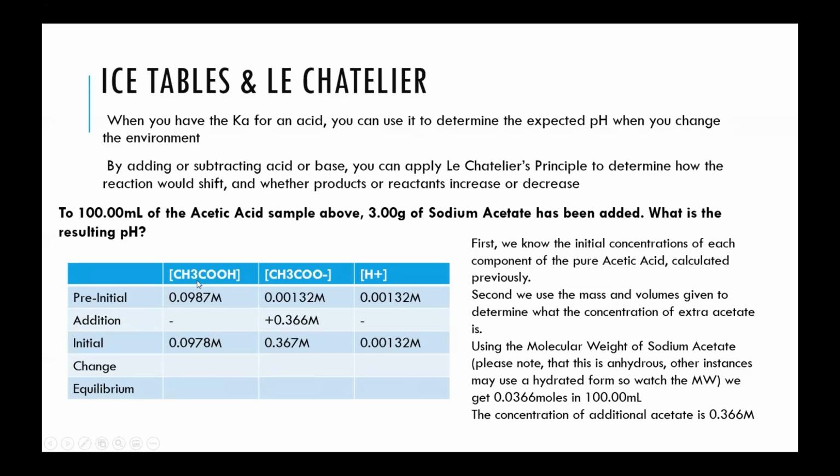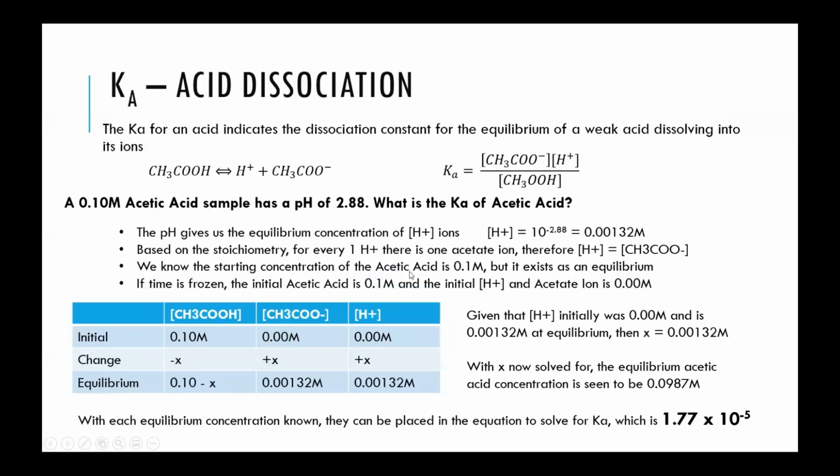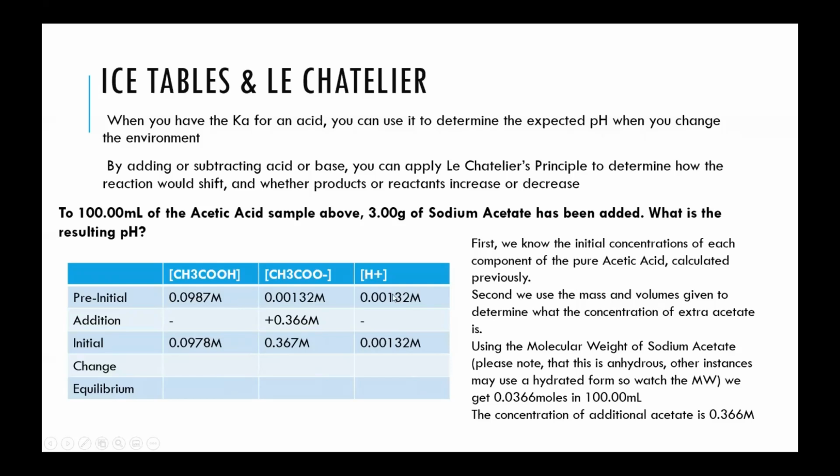So initially, you have, in this example, 100 milliliters of an acetic acid, the same as before. So here are the concentrations, at equilibrium, of the acetic acid, the H+, and the acetate. So right here. And 3 grams of sodium acetate is added. What is the final pH? And to do this, you're still doing one of the ICE tables. You're still looking at the initial, the change, and the equilibrium.